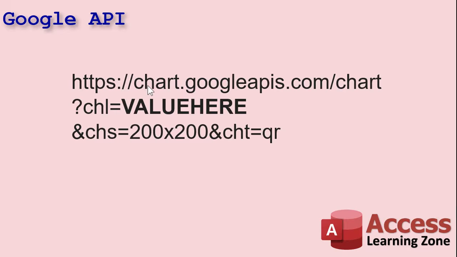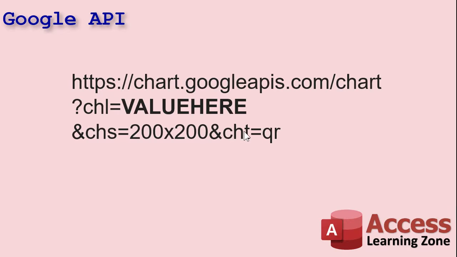So it's HTTPS chart.googleapis.com/chart, then a question mark, that's how you begin the list of arguments, right? CHL is your value. Whatever you put in here is what the QR code is going to be made up of. And CHS is 200 by 200. That's the size of the QR code. That's about a good size that I like.